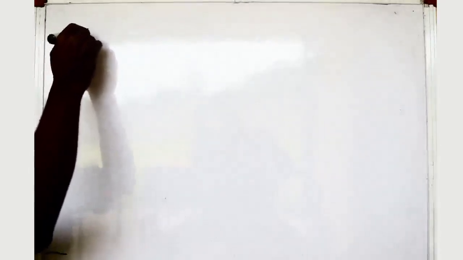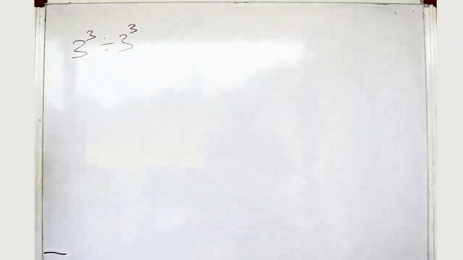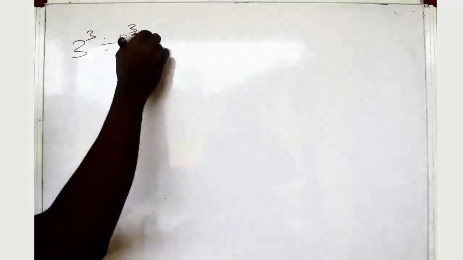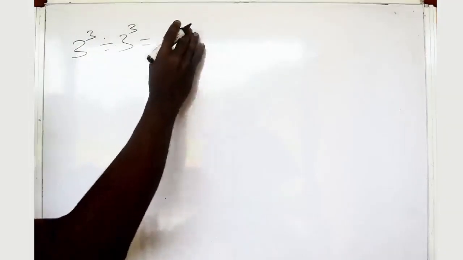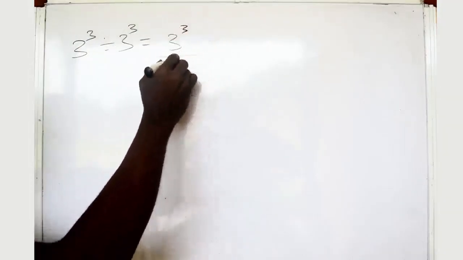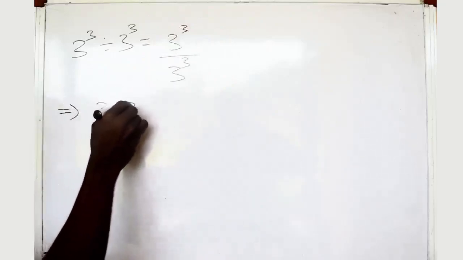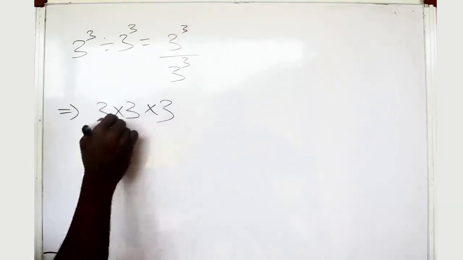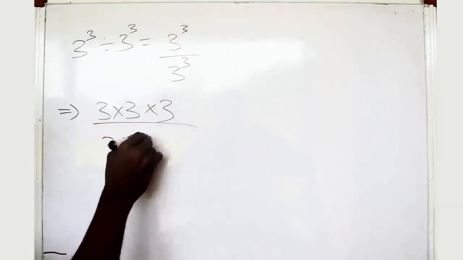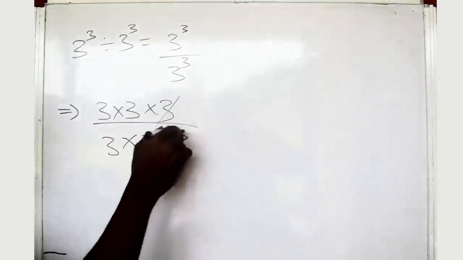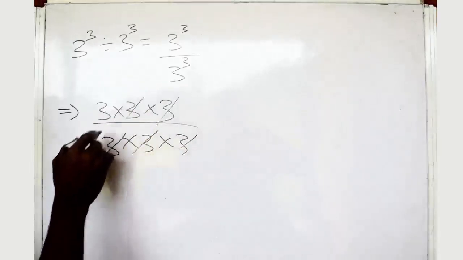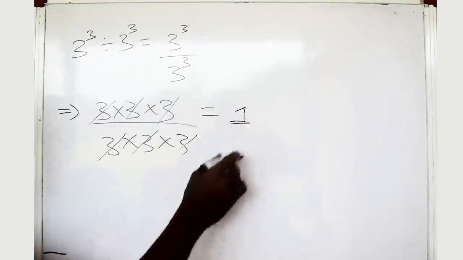If I say 3 raised to power 3 divided by 3 raised to power 3, let me use a small number. This is the same thing as saying 3 raised to power 3 all over 3 raised to power 3. And you and I know that 3 raised to power 3 means 3 times 3 times 3, and this one is the same thing. So this 3 will cancel this 3, this 3 will cancel this 3, and this 3 will cancel this 3. We get 1. See the same thing.